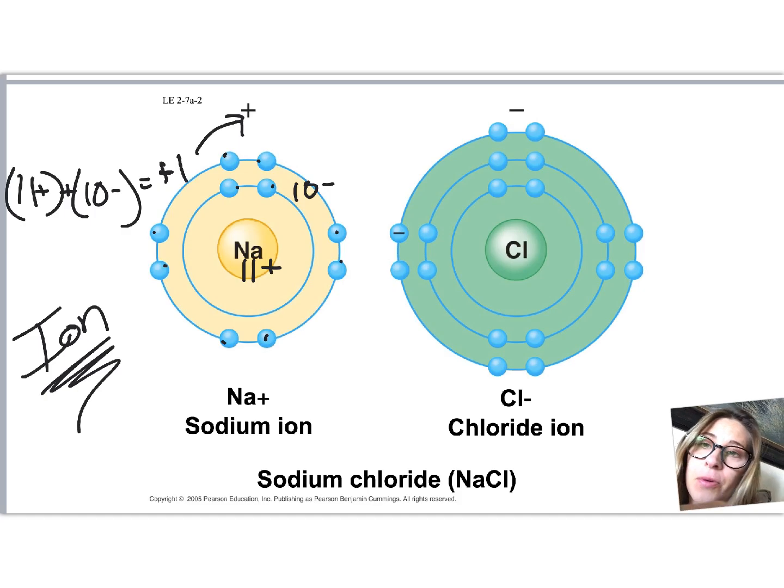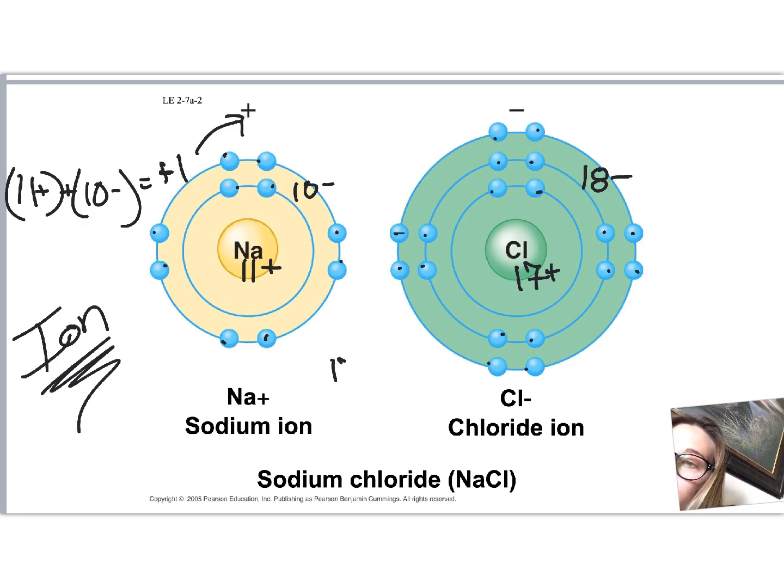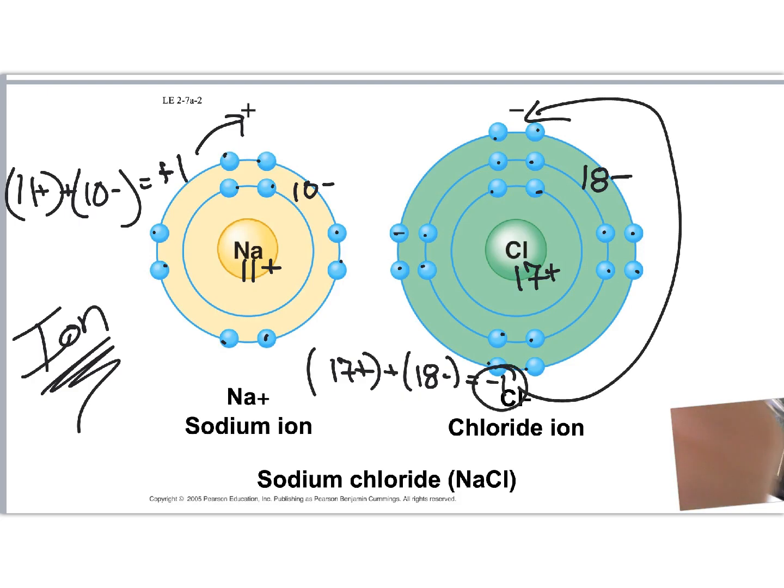So chlorine, let's add it up, right? 1, 2, 3, 4, 5, 6, 7, 8, 9, 10, 11, 12, 13, 14, 15, 16, 17, 18 electrons now. Now that we stole one, we have 18 electrons, but we still only have 17 protons in the middle. So we do the same math: 17 positive plus 18 negative gives us negative 1, right? We have an overall negatively charged ion by 1. That's the basics of how you get an ion. And this is the salt example.